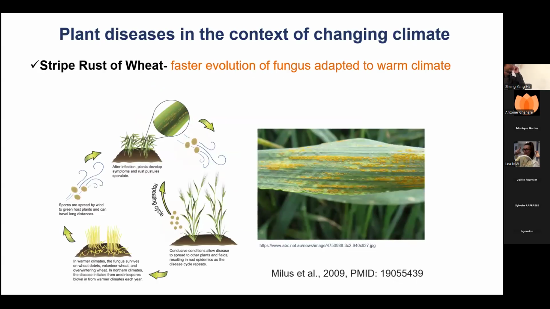Major problem. Also, there are reports, obviously, of pathogens evolving much faster than plants in general. The rust fungus, for instance, has thermal-tolerant varieties already out there. And so plants have to catch up on how to deal with that.